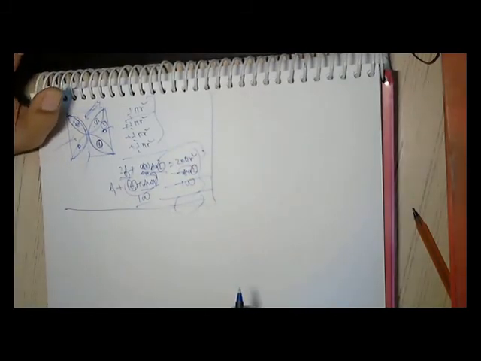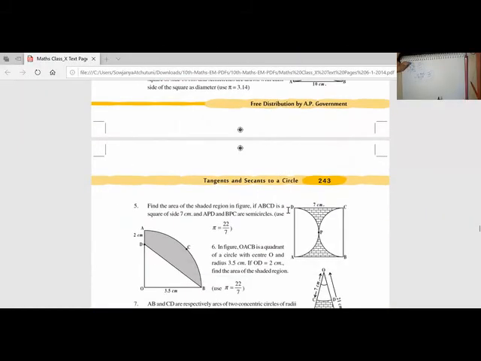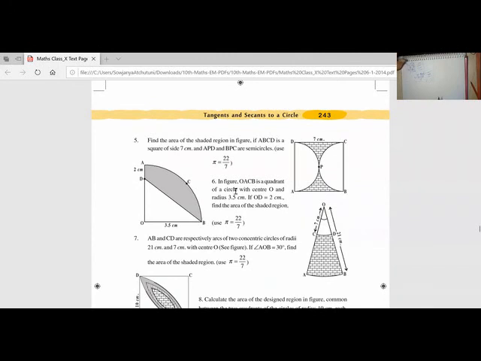So let us go to the next problem. So this we understood. Let us see this problem. How to do it? We have a semicircle. So 1/4 pi r square, r is 3.5. So 1/4 pi r square is the area of OBCA. It is not a semicircle, it is a quarter circle.